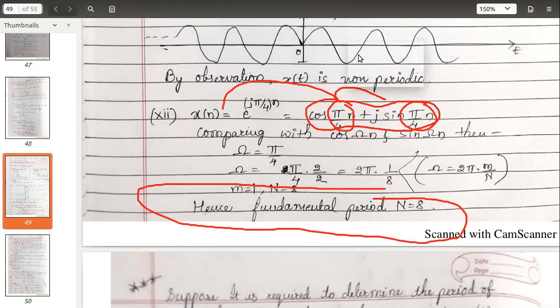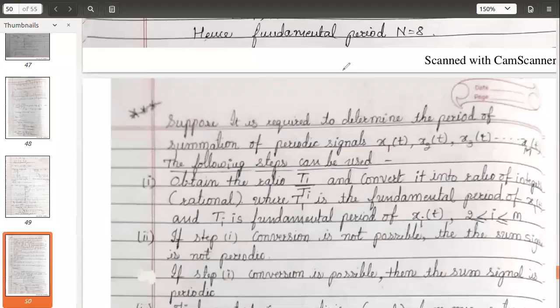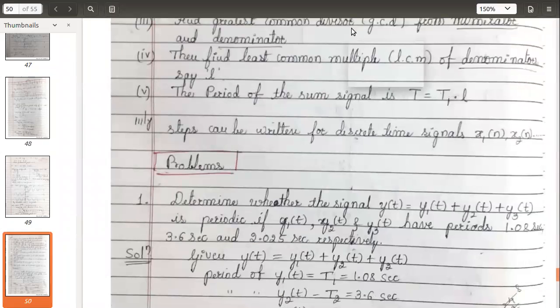So what is the criteria to decide whether we have to apply the steps or not? The criteria is this. Here you can observe, the time periods of the signals will be different, not the same. The time period of y1 will be different, y2 different, and y3 different. If there are different time periods for different signals, then you have to decide that yes, this problem is based on those 5 steps to be followed.